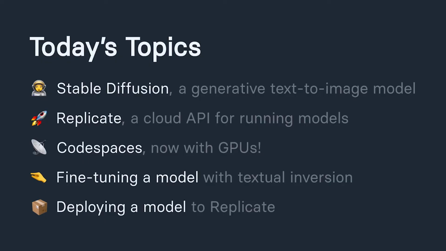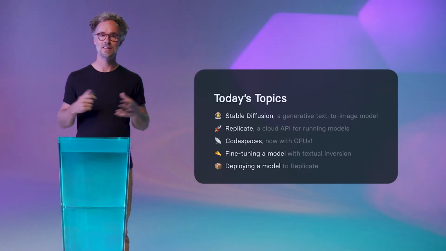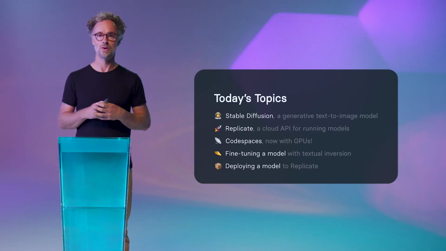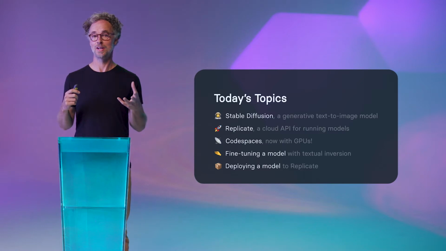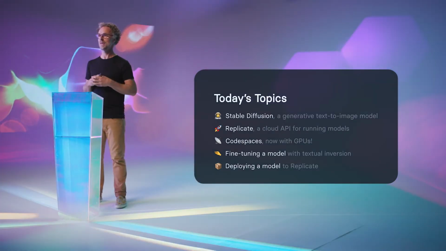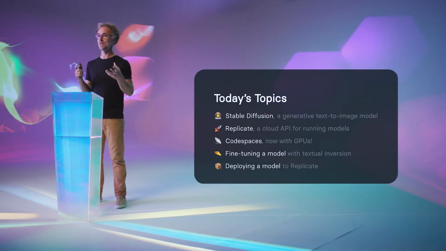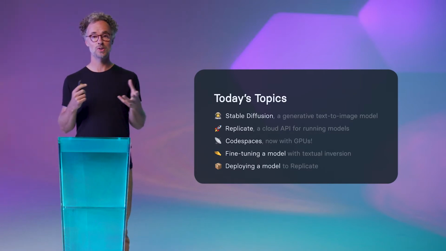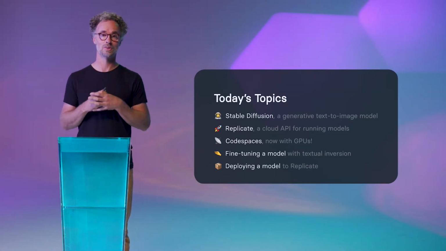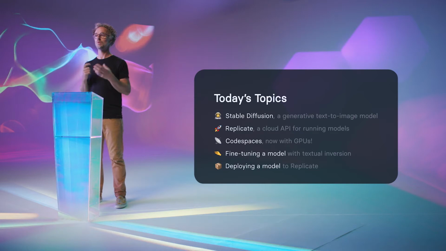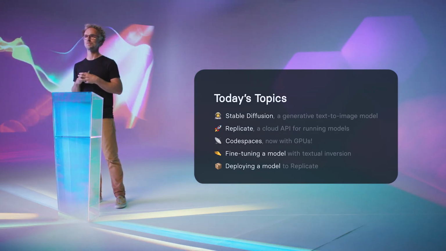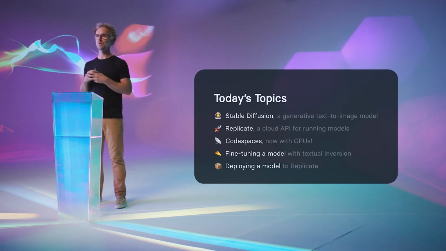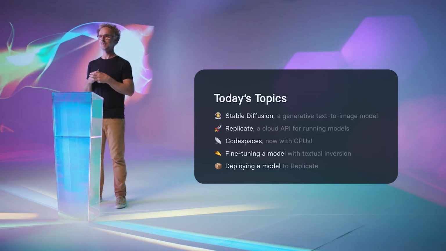Let's jump into what we're going to talk about today. Stable Diffusion is a generative text-to-image model. It's an open source model that was released a few weeks ago and is sweeping the internet right now. Let's also talk about Replicate, which is a cloud API for running models. We'll cover GitHub Codespaces, which recently announced support for GPUs. Then we'll jump into fine-tuning our own model using a technique called textual inversion. And lastly, we'll deploy that model to Replicate as a cloud API.